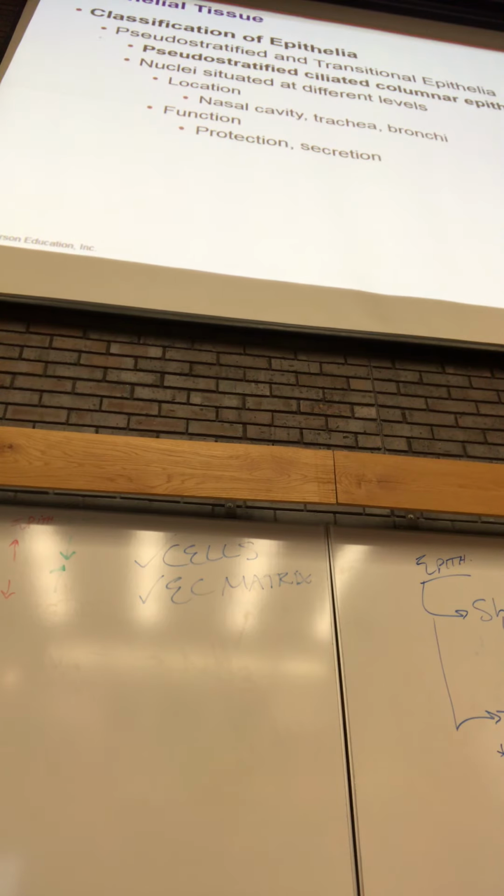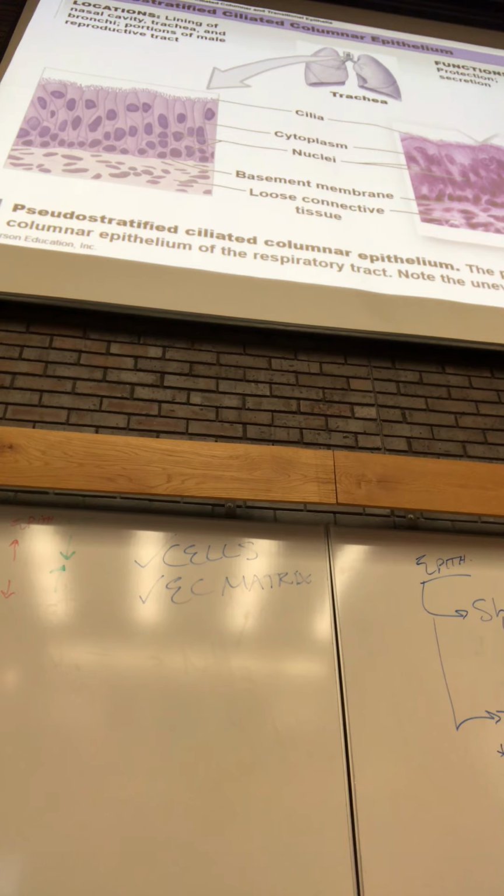The first weird one is called pseudostratified ciliated columnar. Who knows what pseudo means? It means fake or false. It means it looks like it's stratified, but it's not. It looks like it's more than one layer, but it's actually one layer of columnar-shaped cells. And it looks like that because of how the cells are shaped.